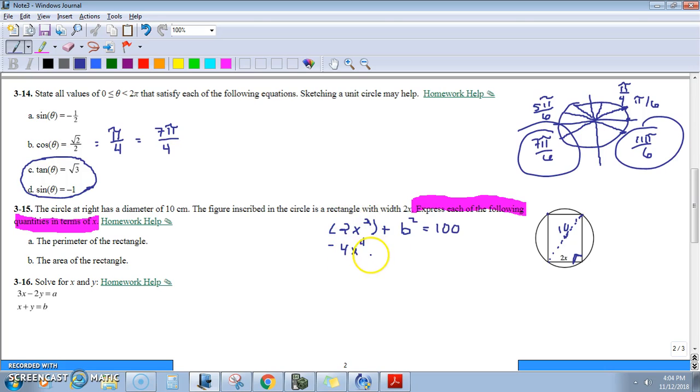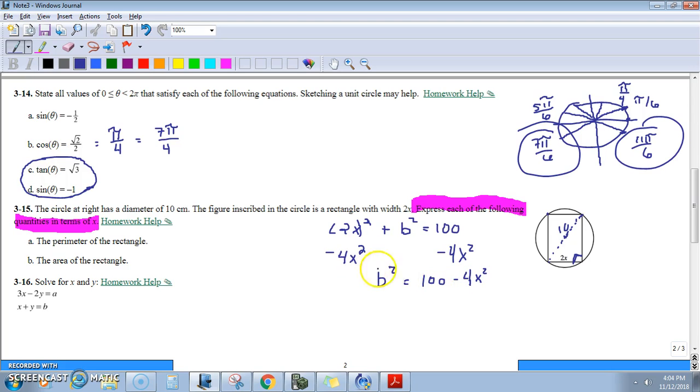Oops, nope, that's not what I meant to do. Up here, this should be 2x squared. I'm sorry, if I was a better teacher, I'd go back and redo this so you didn't get this far and have to erase, but I don't want to. So 2x squared is really 4x squared. So I want to subtract 4x squared from both sides. Cool. And then I have now b squared is equal to 100 minus 4x squared.